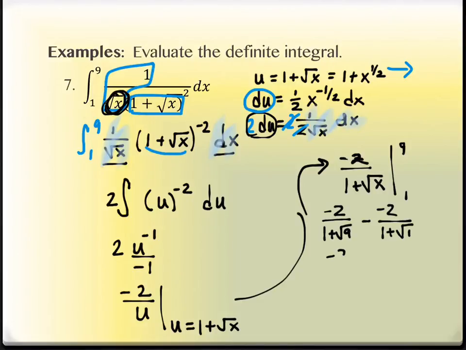So the first one becomes negative 2 over what? 4. The second one becomes plus, and then I've got what? 2 over 2, which is 1. So I have negative 2/4 plus 1, simplifying all sorts of good stuff. What do I get? 1/2. All that work for a 1/2.